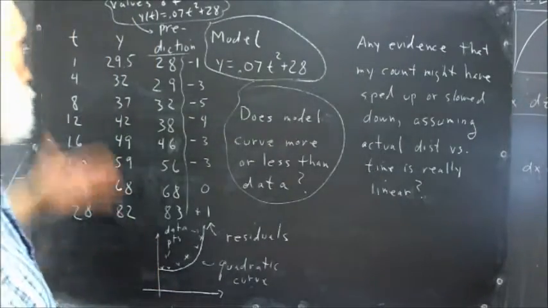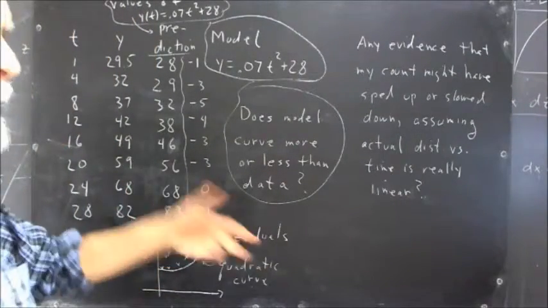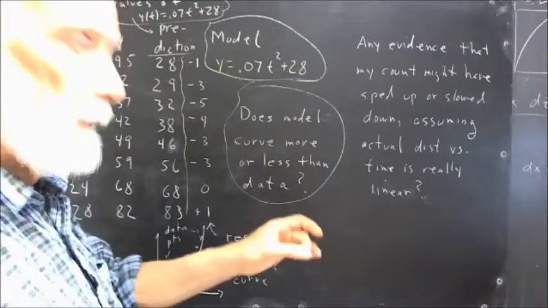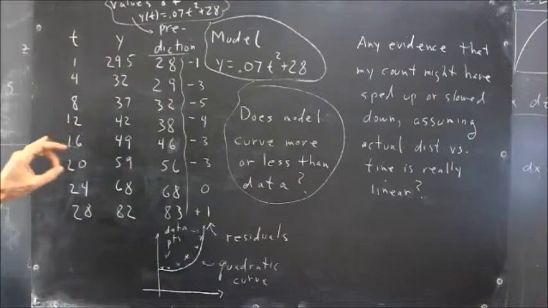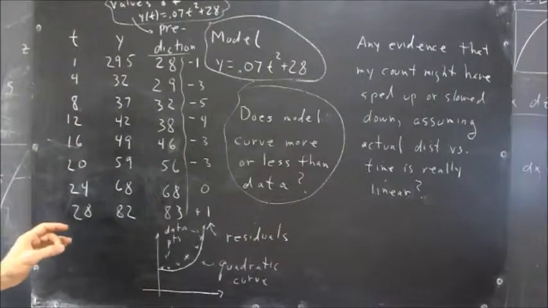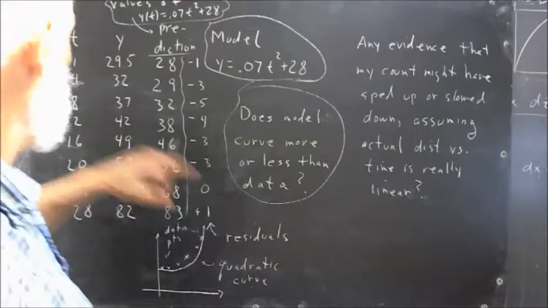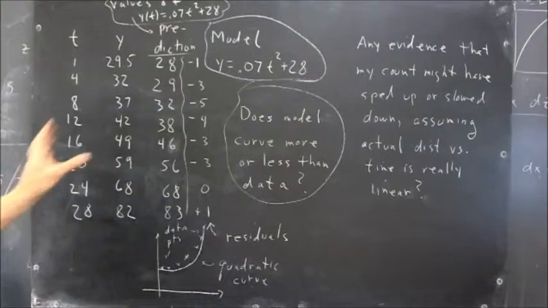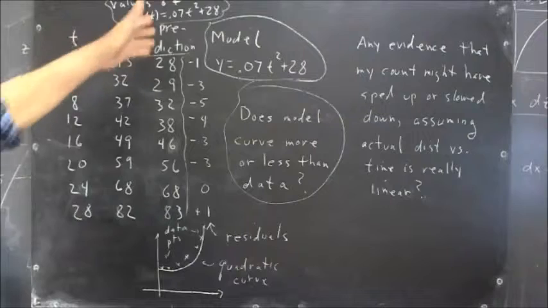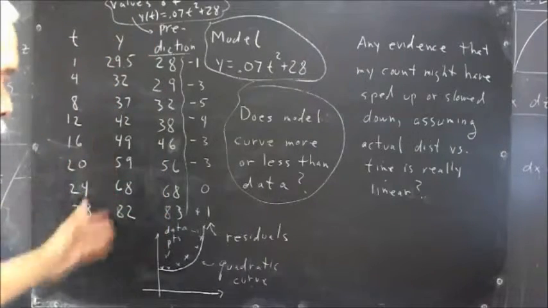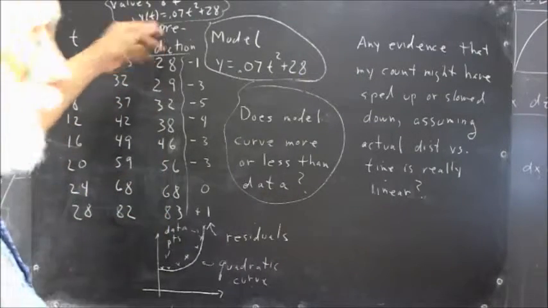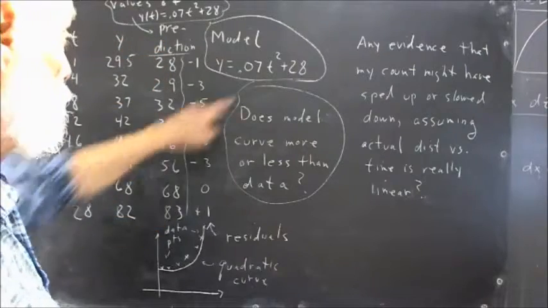Also, the times were done by my counting. 1, 2, 3, 4, 5, 6, 7, 8, 1, 2, 3, okay? And that's not completely accurate. Maybe I was speeding up, maybe I was slowing down. There are all kinds of things that can cause these predictions to differ from what happened. Now, that being said, these are the predictions of the model.